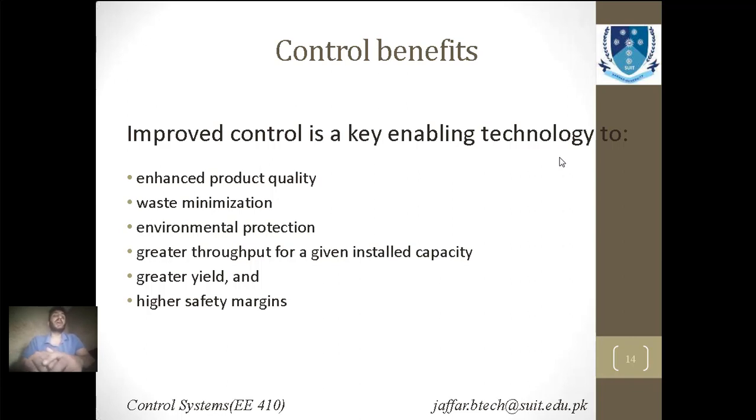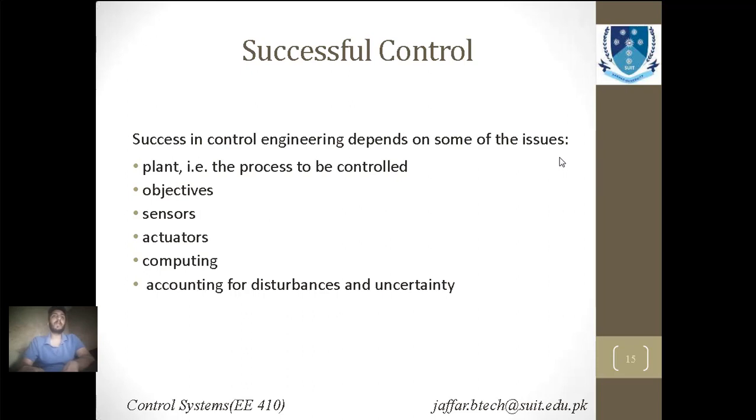Similarly, you can achieve higher safety margins using a control system, as we discussed in the last slide on the transportation example. Now, what is a successful control system? A successful control system in engineering depends on some issues: the process that is involved in the plant, the objectives, that is, what are the key objectives you are trying to achieve, what sensors are involved, and how the sensors are working. Are they working efficiently? Are they using a lot of power, and is a lot of power going to waste?